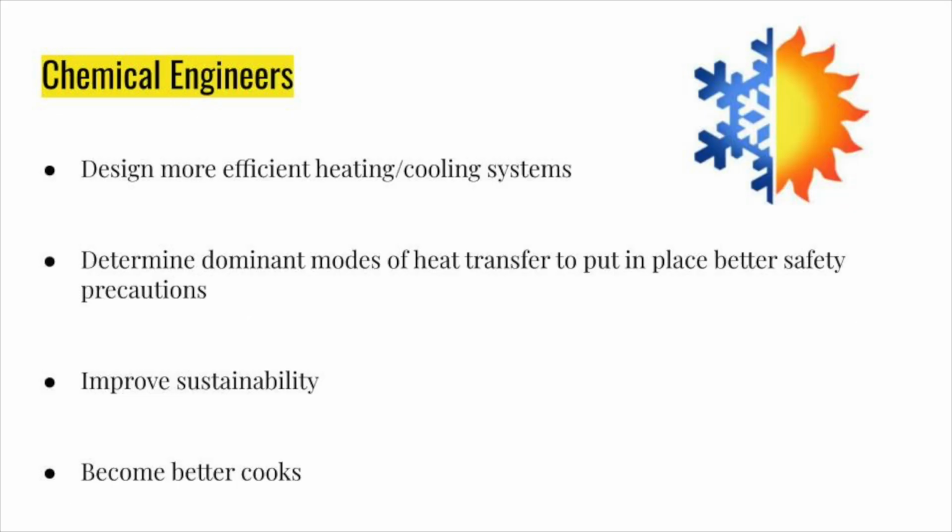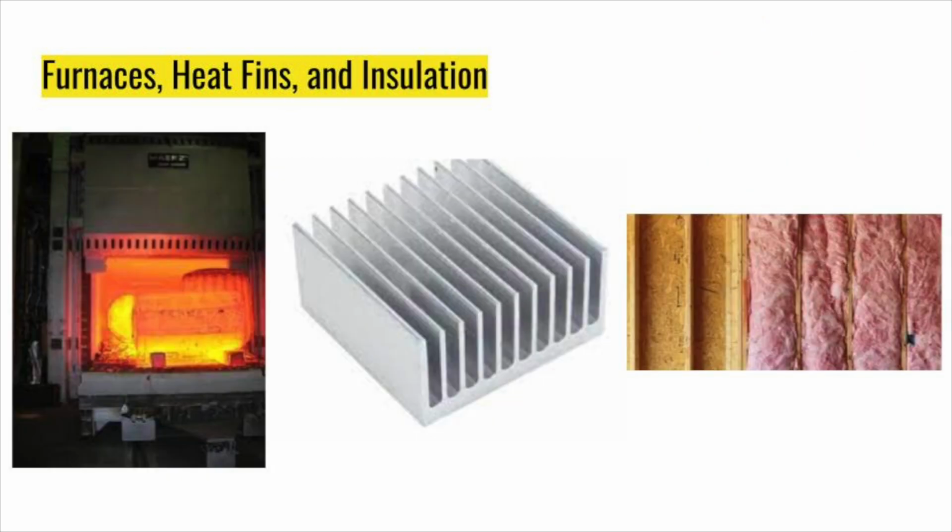Chemical engineers have to think about heat transfer all the time. They use their knowledge to design better heating and cooling systems, design safety precautions, improve sustainability, and of course, become better cooks. Conduction, convection, and radiation, in general, have their proper applications for everyday engineering. For example, furnaces employ radiation as their main form of heat transfer to melt or heat up materials in factories and plants. They can design cooling fins, which utilize increased surface area and convection to cool down objects. And insulation utilizes conduction to keep our houses warm during the wintertime.